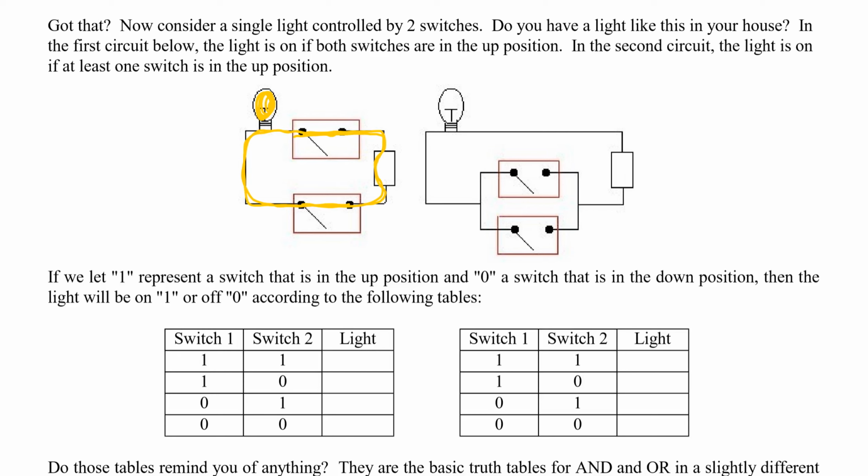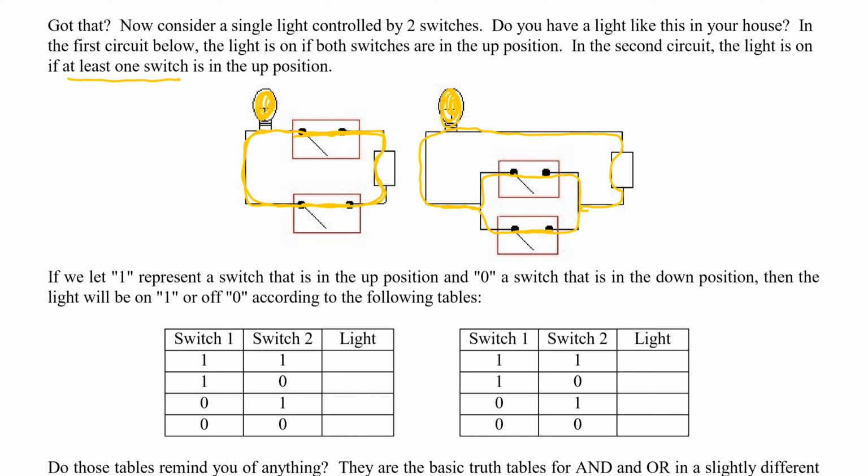In the second circuit, the light is going to be on if at least one switch is in the up position. For example, we can turn this switch into the up position, and then the electricity has a closed loop to flow around and continue lighting that lamp. The other possibility is to have this one in the up position. The electricity still has a closed loop to flow around and to continue lighting that lamp. It's also possible that we have both switches in the up position, and then the electricity can flow around a closed loop through either switch.